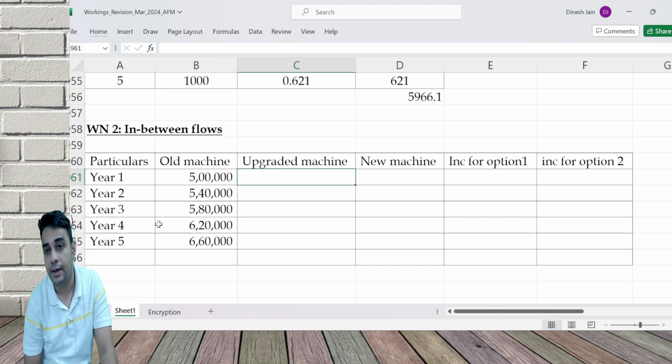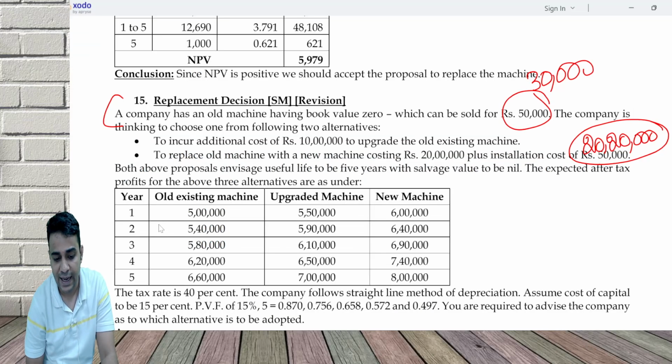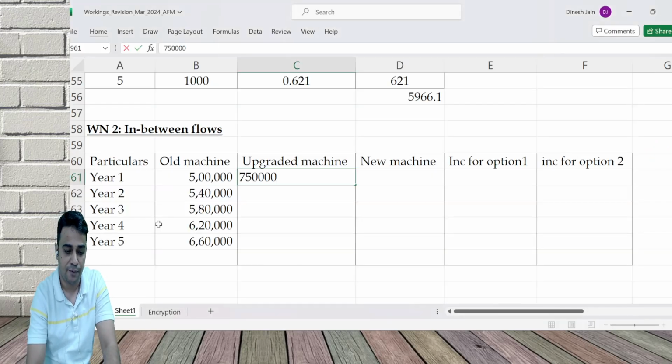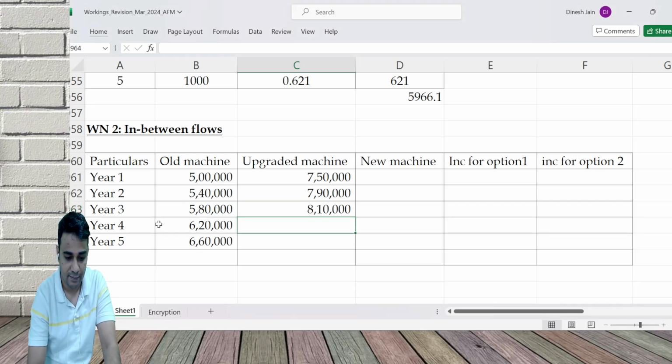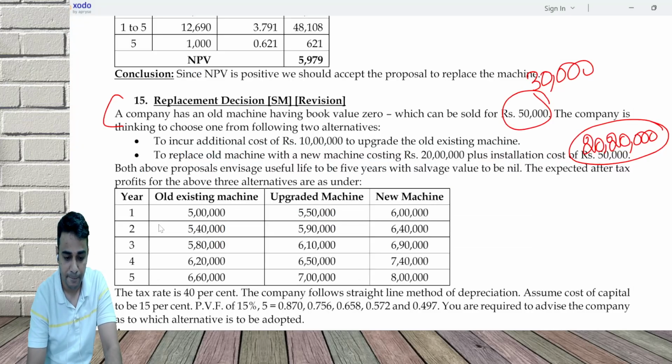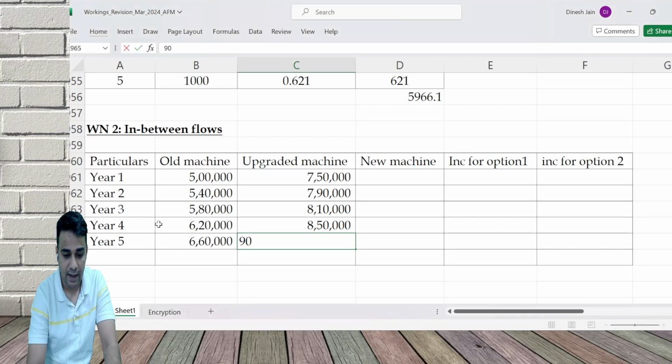If you upgrade, PAT plus depreciation. What is the depreciation of the upgraded machine? 2 lakh, 10 lakhs on upgradation. So 7 lakh 50, 7 lakh 90, with 2 lakh as the depreciation, 8 lakh 10, 8 lakh 50 and 9 lakh.